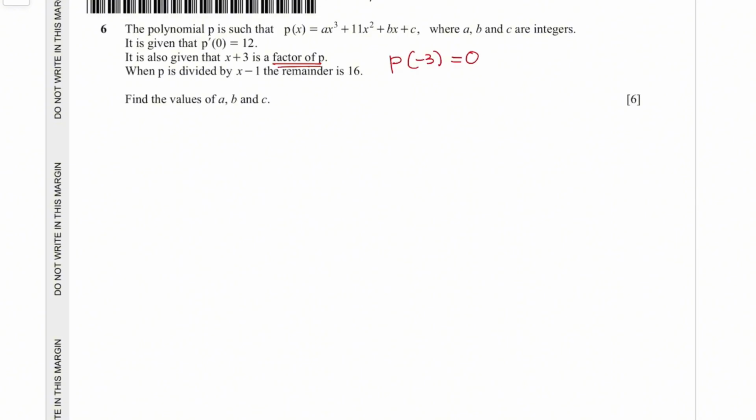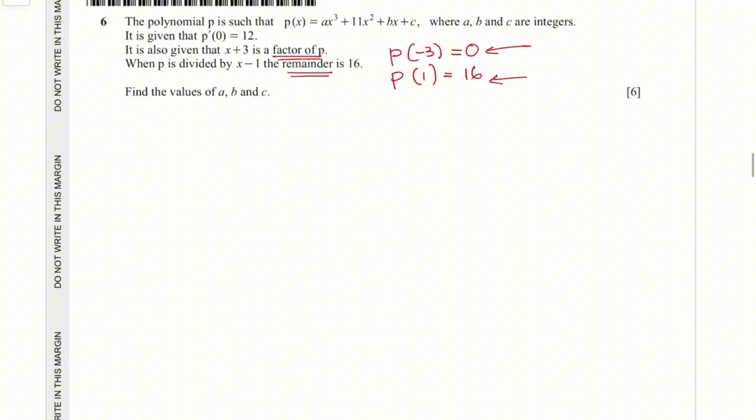What does it mean? A remainder of 16 means that when you have p(1), it must be the opposite sign. The value of your function would be 16. Remember, if it is a factor, it doesn't have a remainder. That's why it is 0. But when it has a remainder, then it will be the remainder itself. Next, find the values of a, b, and c.